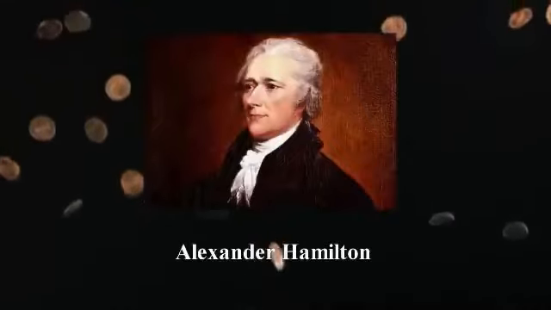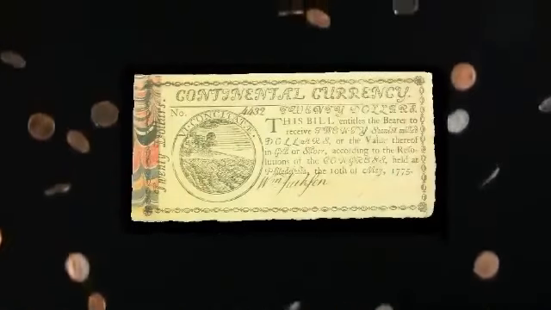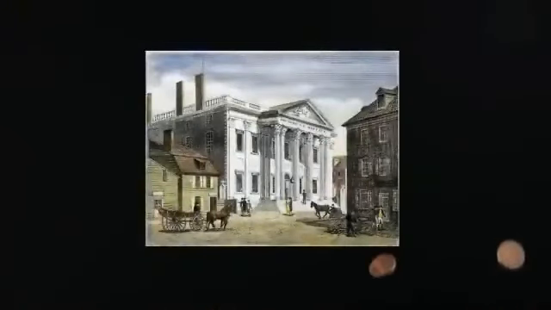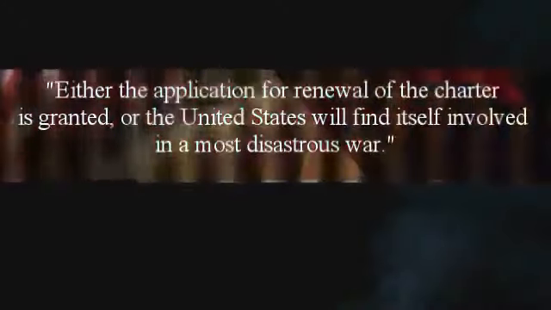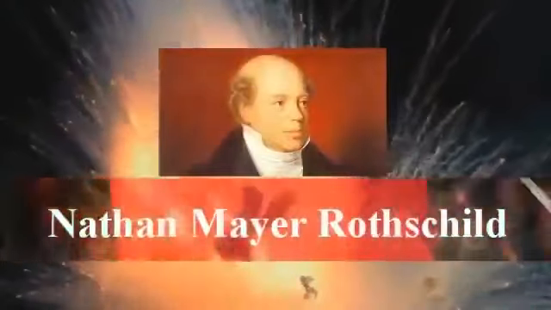Now, this First Bank of the United States was founded in 1791, and by the end of its 20-year charter, the First Bank of the United States had almost ruined the nation's economy while enriching the bank's owners. As a result, Congress refused to renew the charter and signaled their intention to go back to a state-issued, value-based currency on which the people paid no interest at all to any banker. This resulted in a threat from Nathan Mayer Rothschild against the U.S. government. Quote, "Either the application for renewal of the charter is granted, or the United States will find itself involved in a most disastrous war."